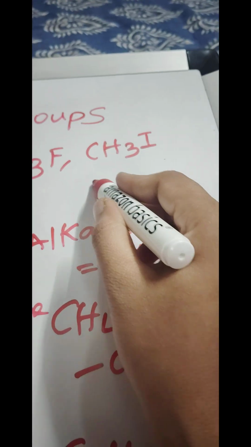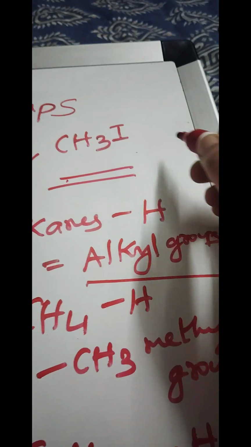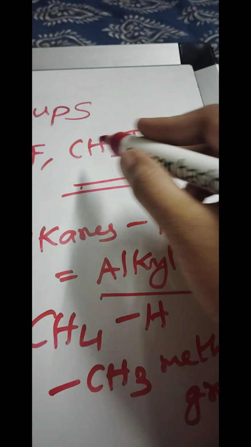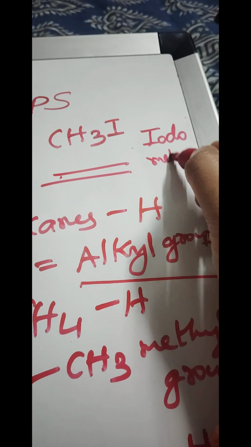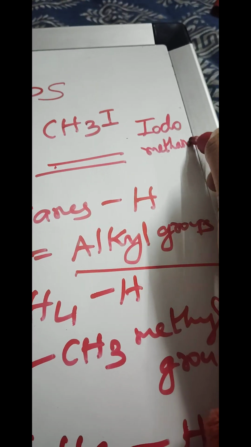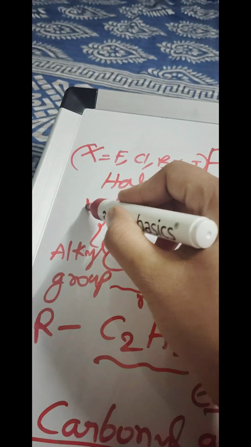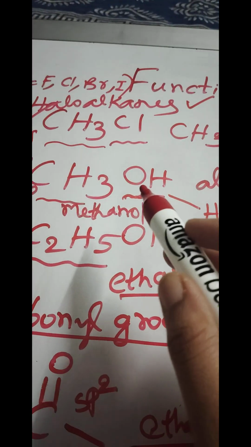You have this CH3I molecule now. What is its IUPAC name? I said the name should start with a halo sound, that is iodo. One carbon is there, so methane. So the name of this compound is iodomethane. Similarly, fluoromethane, bromomethane, chloromethane.